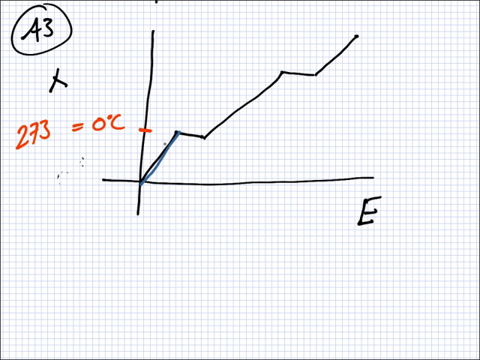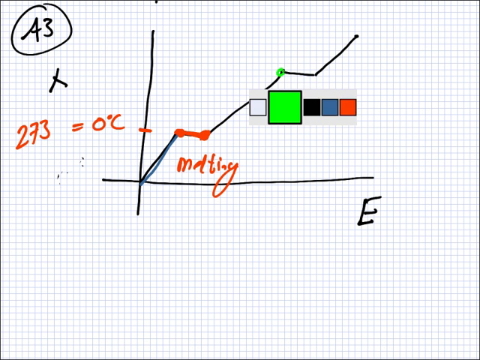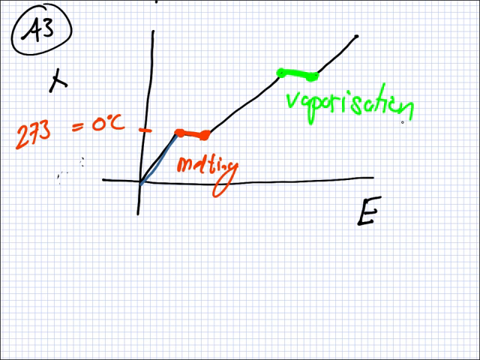Okay. So what they want you to do is name the changes of state shown. All right. So that first one there is obviously melting, and then this one here, boiling or vaporization. Okay, next.